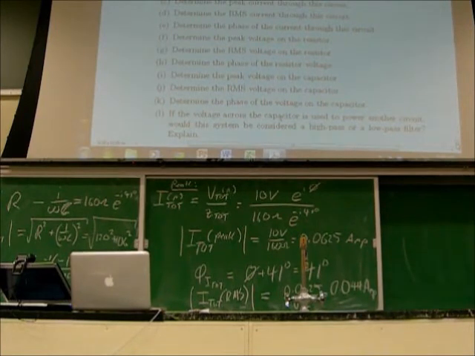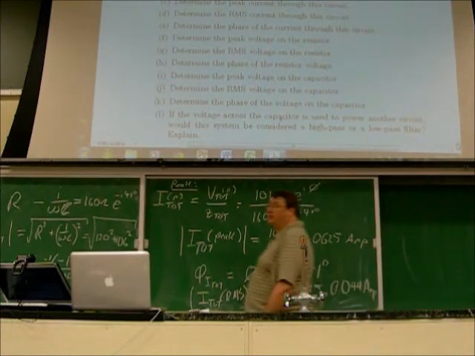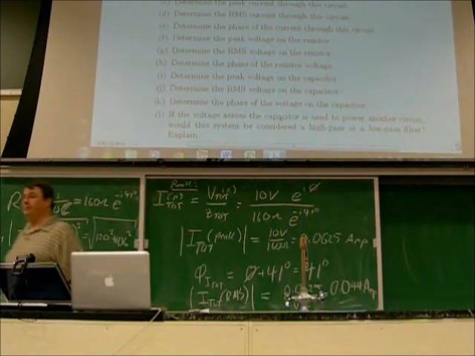So what it means is that the current of this circuit is an oscillating function. It goes up and down and up and down and up and down with time. It goes from plus 0.0625 to minus 0.0625 because those are the peaks. And that means that it is a current with an RMS of 0.044 amps.